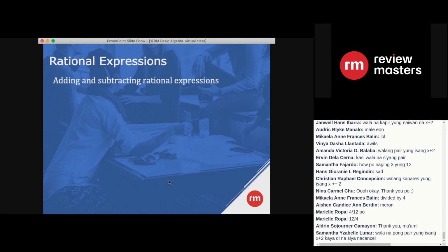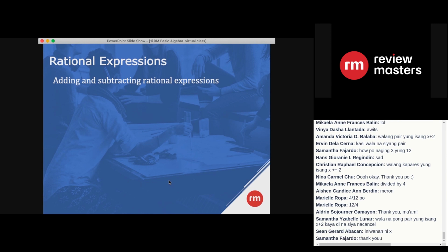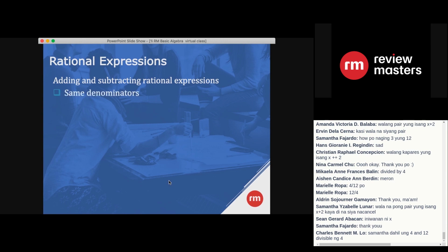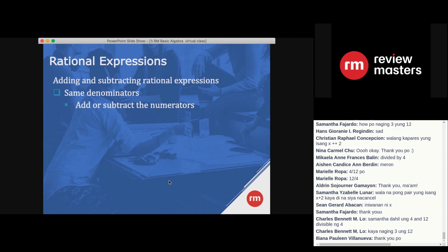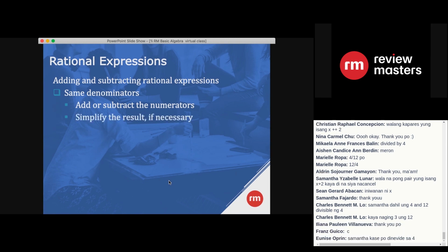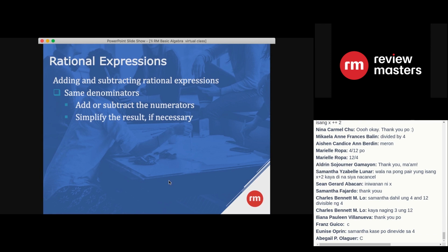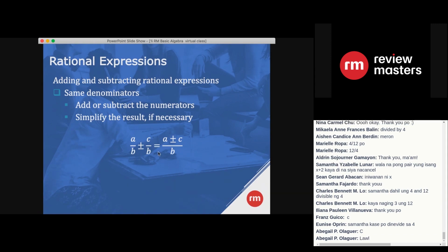Okay, rational expressions. How do we add and subtract rational expressions? Same denominators. Pagka pareho lang yung denominator ng rational expression mo, you just have to add or subtract the numerators. Simplify the result if necessary. So in this case, A over B plus or minus C over B is equal to A plus or minus C kasi pareho naman ang kanyang denominator. Okay? So that is A plus or minus C all over the common denominator, which is B.